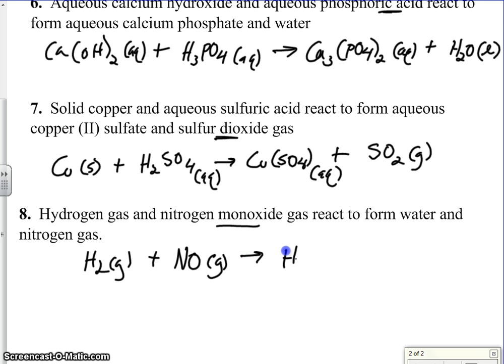water, H2O, and again a liquid unless otherwise stated, and nitrogen gas. And remember, nitrogen is also one of our diatomics, so N2 with a G after it.